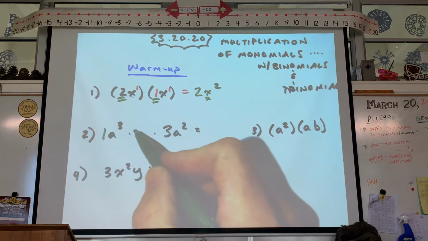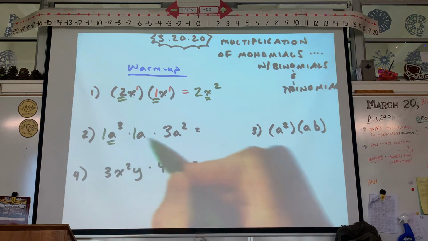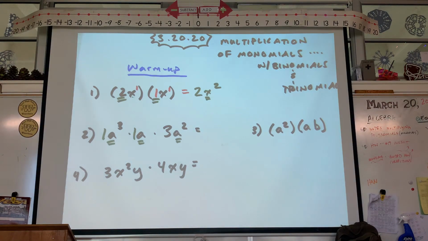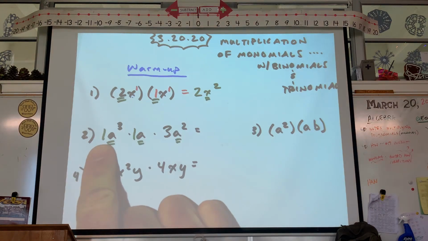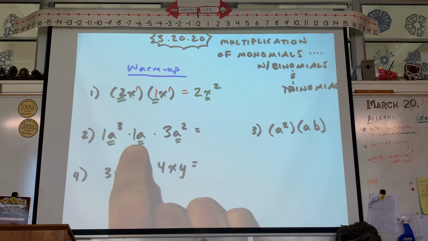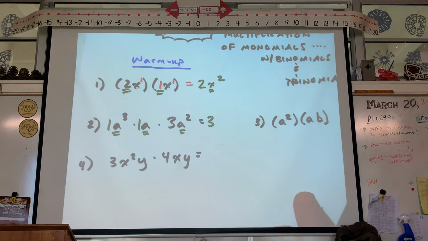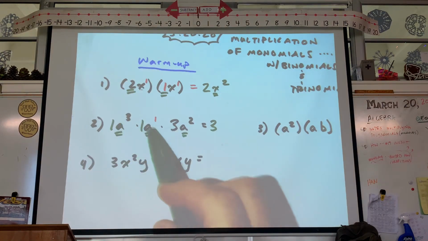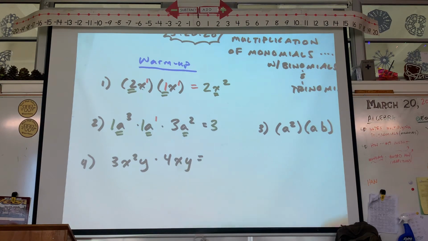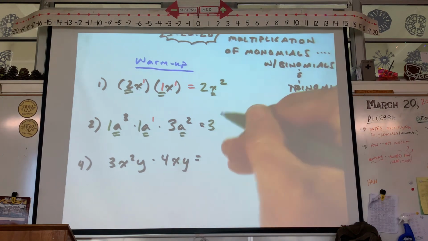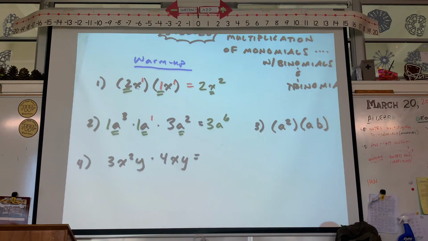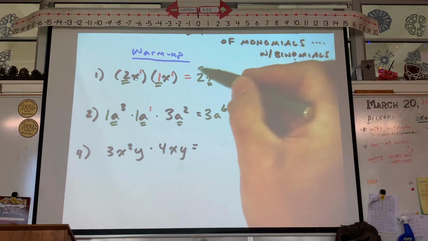Let's add our ninja ones. And let's make sure we've all got the same base here for number 2. And let's see, we've got 1 times 1 is 1, and 1 times 3 equals 3. So that's the whole number. And then we forgot to add a ninja 1 right there. When we're multiplying same bases, we're adding the exponents. They're all a's. 3 plus 1 is 4 plus 2 is 6. So the answer to this is 3a to the 6th. Number 3, let me circle my answers.